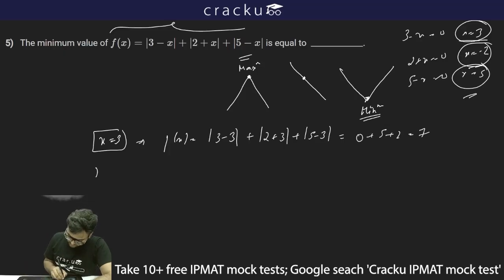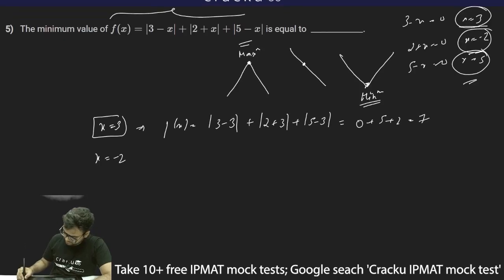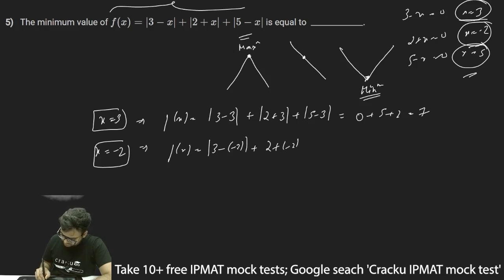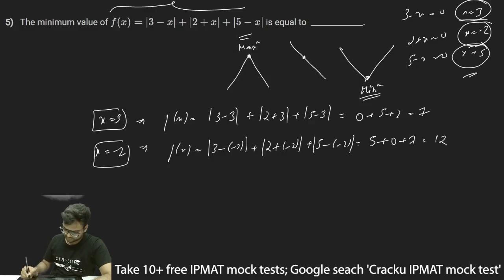Then at x is equal to minus 2, the value of f(x) is mod of 3 minus (minus 2) plus mod of 2 plus (minus 2) plus mod of 5 minus (minus 2), which is equal to 5 plus 0 plus 7, which is equal to 12.